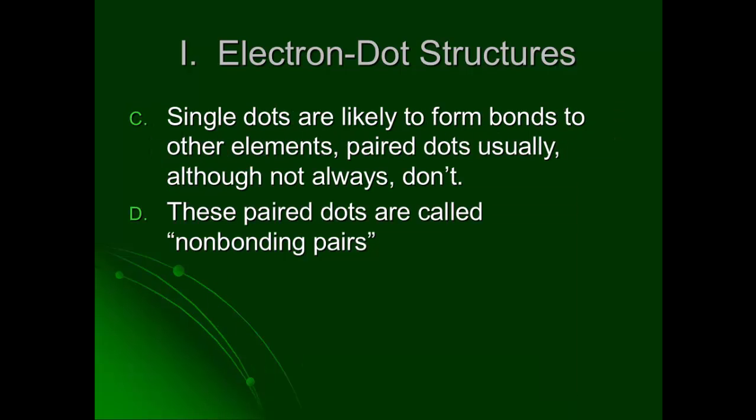The single dots are likely to form bonds with other elements because the electrons like to be formed as pairs in a bond so that you're sharing 2 electrons between the nuclei of 2 different elements. These paired dots are called non-bonding pairs. Those paired ones that you find around an element usually don't form bonds. They usually stay as they are. There's a couple of exceptions where you'll form double or triple bonds and use them, but usually they don't. And so those are your non-bonding pairs.